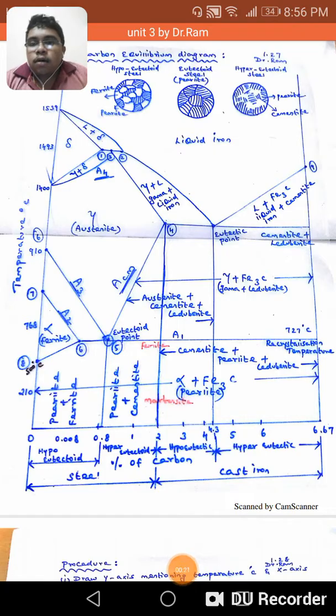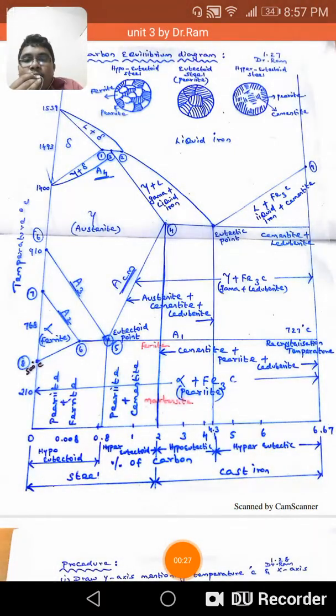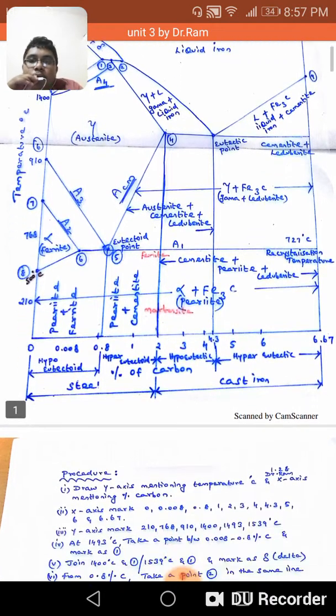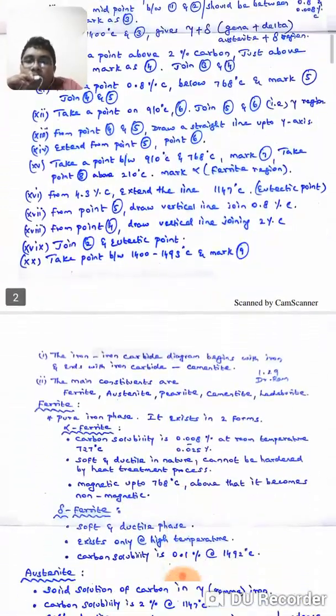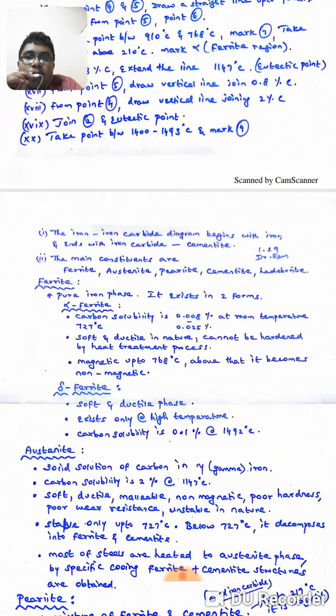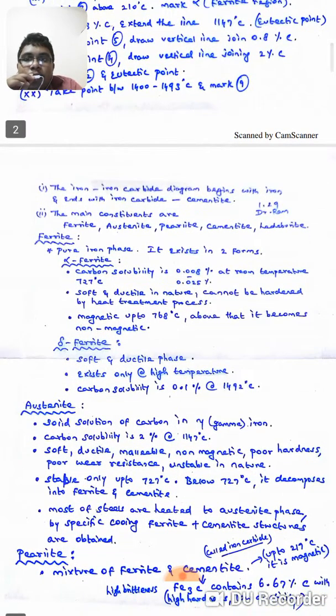When we add carbon to iron, then the iron carbon diagram is formed. During this process, four types of processes we have seen, and I am going to explain about them. The iron carbide diagram begins with iron and ends with iron carbide, which is in cementite state.